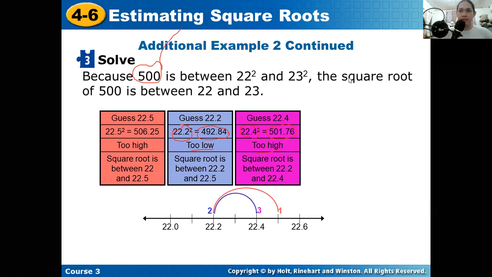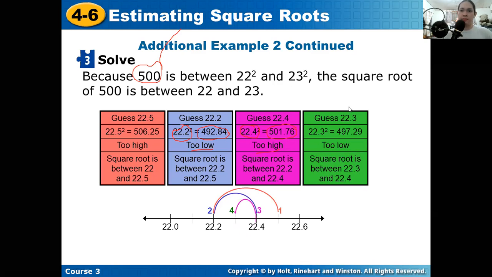And lastly, we will try to guess the number 22.3. As you can see, if we square 22.3, that gives you 497.29. So it's still too low. That means that the square root is between 22.3 and 22.4.